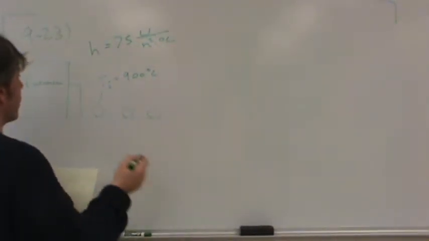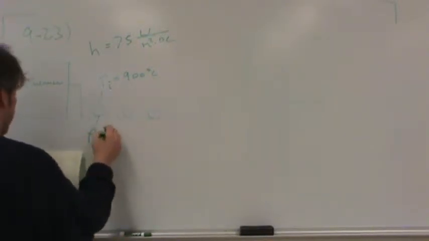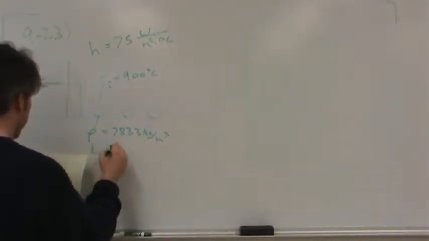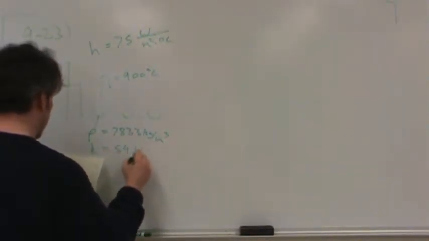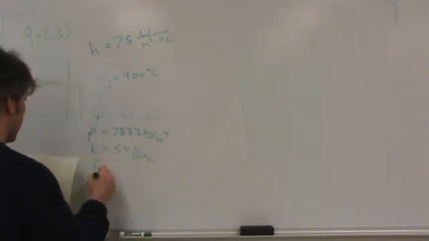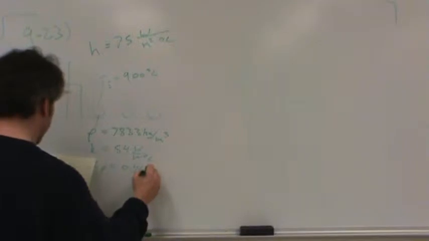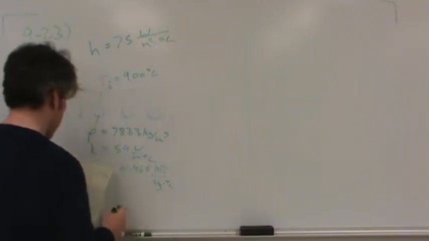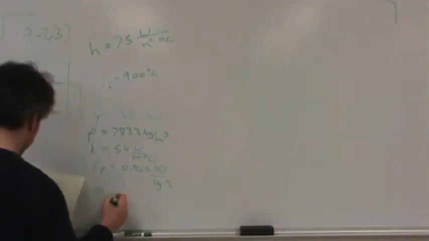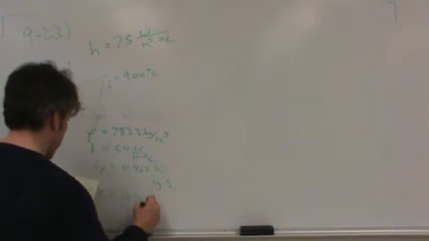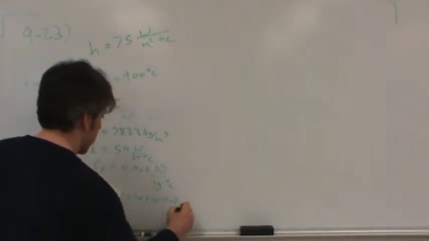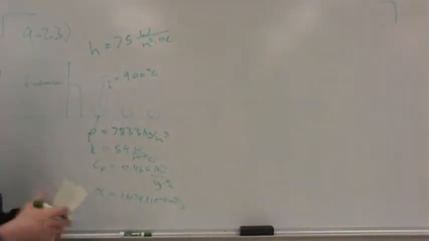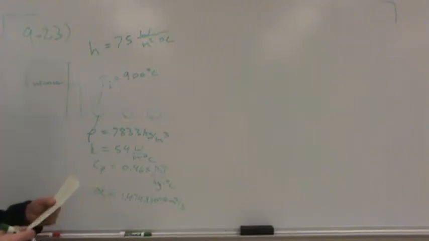Now, they gave us a bunch of information about the steel ball, so let's just go ahead and write that down. Density, 7833 kilograms per cubic meter. Thermal conductivity, k, 54 watts per meter per degree Celsius. And heat capacity, Cp, 0.465 kilojoules per kilogram per degree Celsius, or per Kelvin, it doesn't matter. They also gave us thermal diffusivity, alpha, 1.474 times 10 to the negative 6 square meters per second. So these were all just properties of the steel itself. There were 4 properties given there.